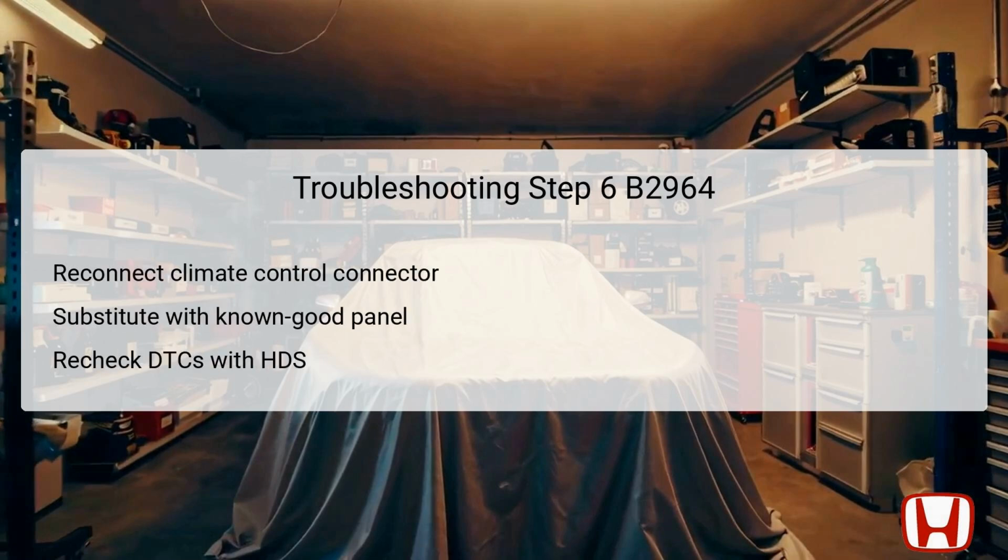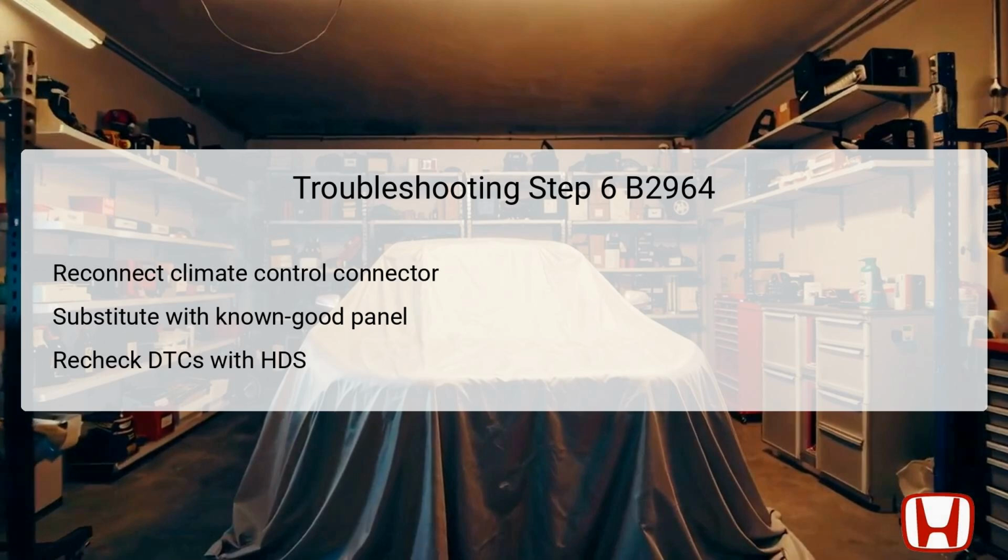In the sixth step, the aim is to check the functionality of the climate control panel to determine whether it is the source of the issue. Begin by reconnecting the climate control unit connector A securely. Then, substitute the existing climate control panel with a known good unit to effectively eliminate malfunctioning hardware as a potential cause.